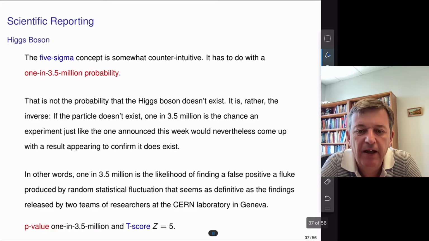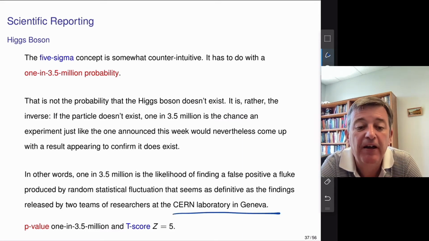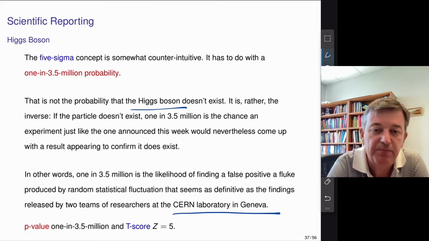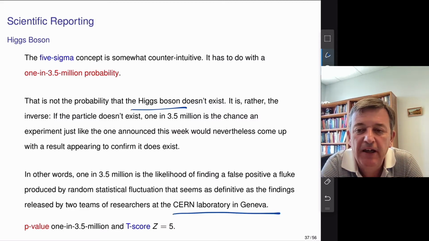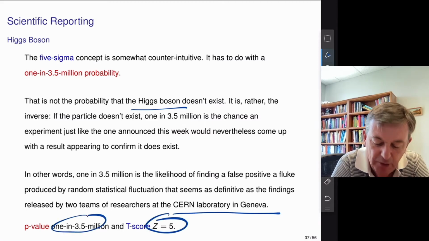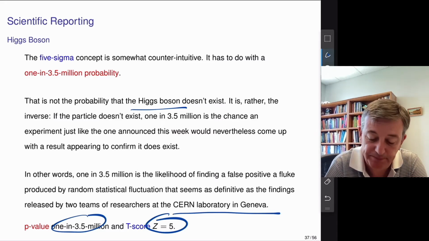Very quickly, one of my good friends works at CERN in Geneva, so I was lucky enough to go there. And it was at a time when one of these particles was found, the Higgs boson, and what interested me was that the scientific reporting was basically given by a p-value and a z-score.